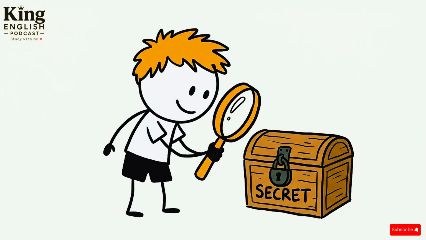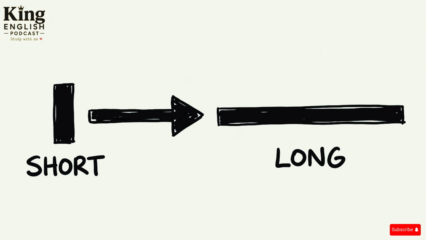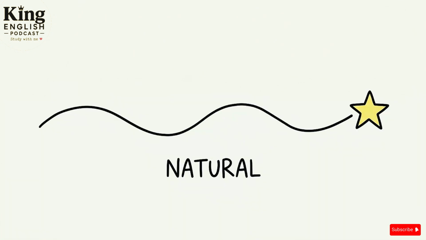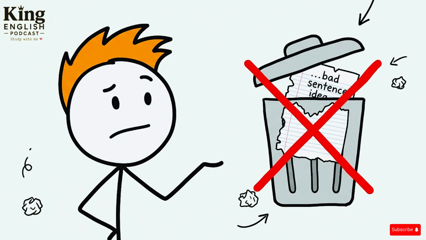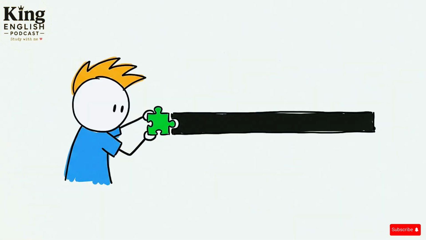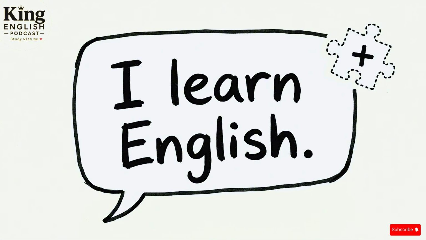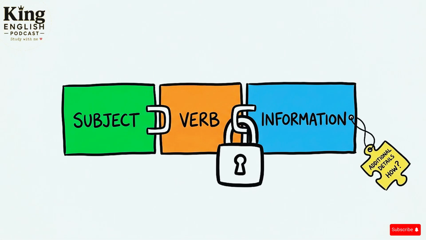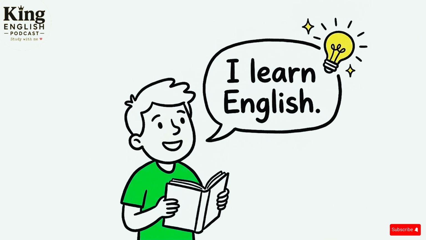Now let's discover the real secret. How do short sentences become long, natural ones? The answer is simple. Don't replace the sentence. Expand it. You do that by adding phrases. A phrase is just extra information. It doesn't change the main sentence. It simply adds more meaning.